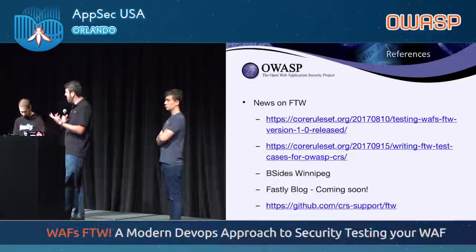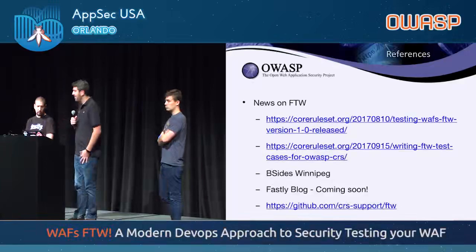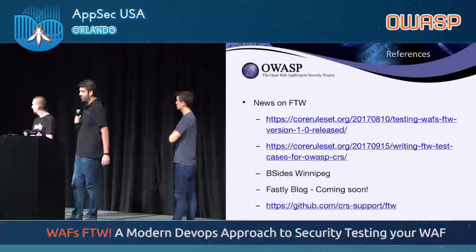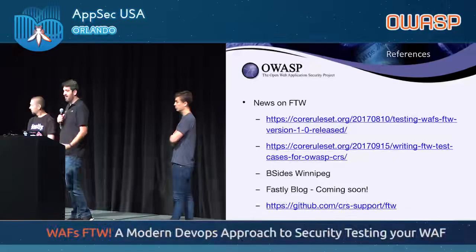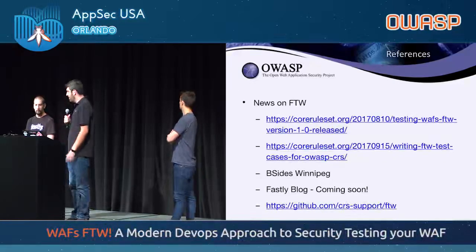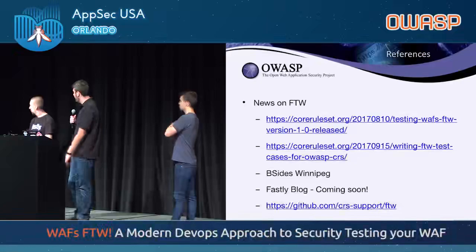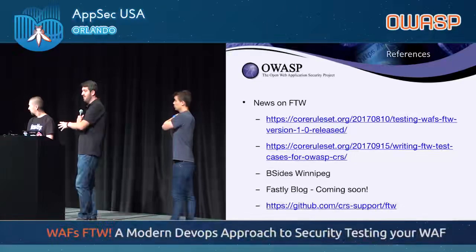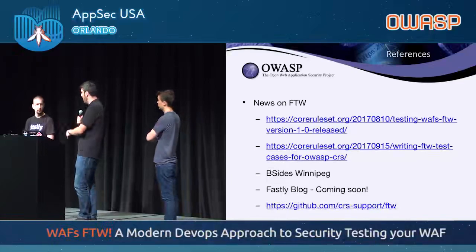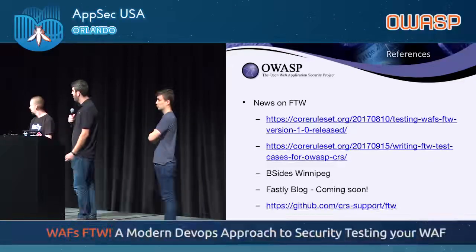So with that, here is a little bit of how you can find more information about this. On coreruleset.org, which is the OWASP Core Rule Set blog, we have a couple of blogs written up on how to write tests and announcing this feature. You can expect a blog from Fastly and Christian coming soon. Christian will also be giving more detail about his side of the presentation and how he manages VCL and that whole transition at BSides Winnipeg.